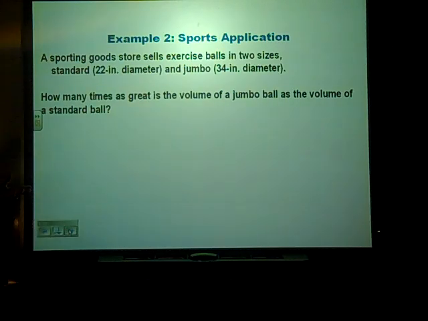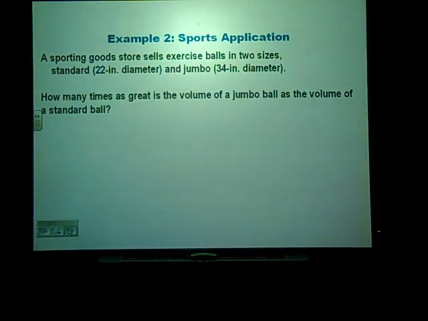Now, what if you're going to look at something like this? Sporting goods store, we're going to compare some things. Sells exercise balls in 2 sizes. We have the standard 22-inch diameter and the jumbo 34-inch diameter. And the first thing you're thinking is, that's diameter, Mrs. Klein. I'm not using that in my formula. I'm using the radius, so I'm going to cut those in half. So how many times as great is the volume of the jumbo ball as the volume of the standard ball?